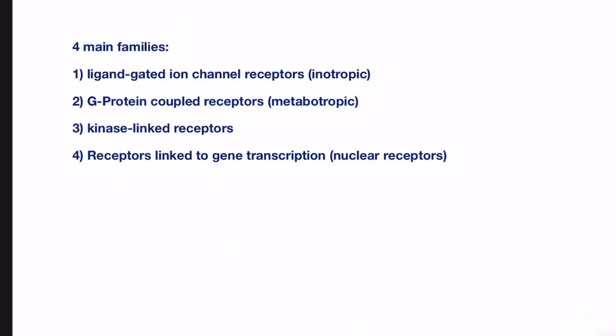There are four main families of receptors in the body, which are ligand-gated ion channel receptors, G-protein coupled receptors, kinase-linked receptors, and receptors linked to gene transcription, or the nuclear receptors. They differ in structure and function. Now let's see how each of these receptors works.